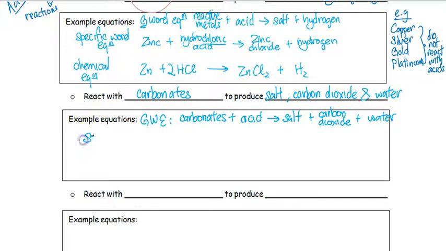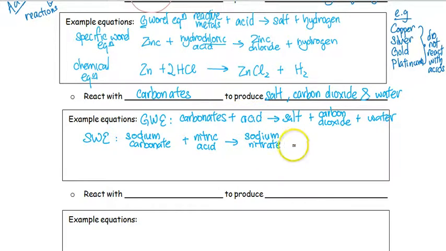Okay, what is the specific word equation? We can use maybe sodium carbonate, and maybe this time we use nitric acid. What I'll get is the metal first. The salt will always have the metal as the first part of the name. The second part will be, in this case, a nitrate. Nitric will turn into a nitrate. Okay, nitric acid will produce a nitrate salt. That's carbon dioxide plus water.